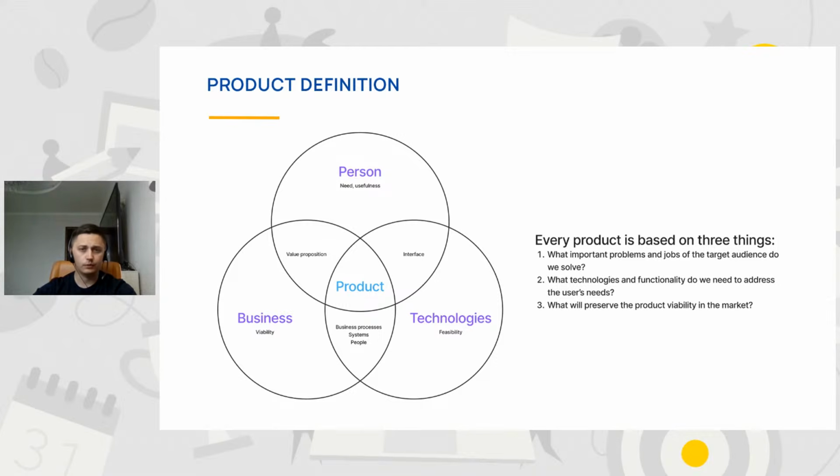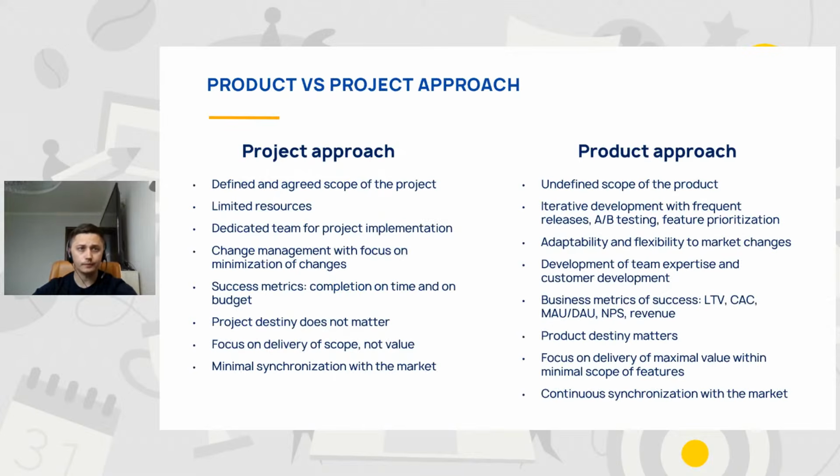And the last question, what will preserve the product viability in the market? So you should have a sustainable plan for how you will be selling your product. You will be selling it not just within 1 month, but for a long period of time, for example, for a couple of years or even thousands of years, while adapting the product to the changing market needs.